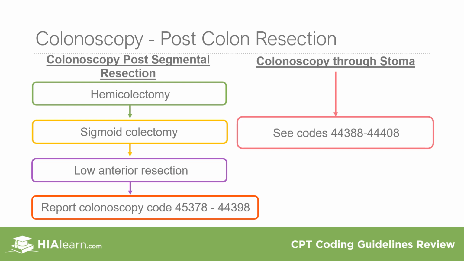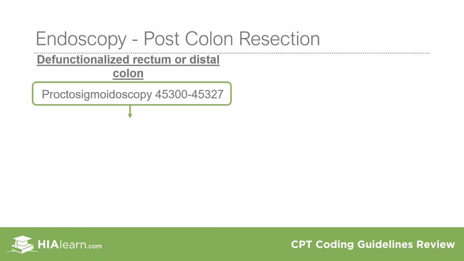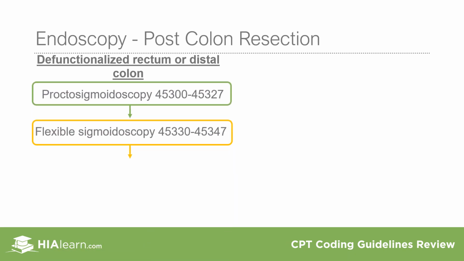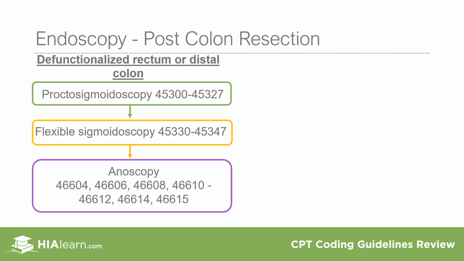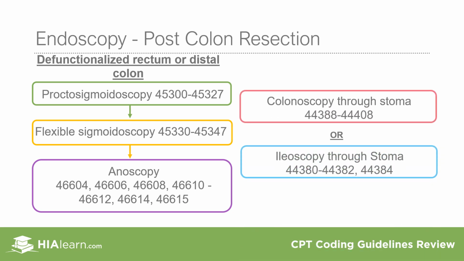For patients who have undergone colectomy, examination of the no longer functioning portion of the rectum or distal colon is reported with a code for proctosigmoidoscopy, flexible sigmoidoscopy, or anoscopy, depending on how far the scope is advanced. These codes may be reported in conjunction with codes to report examination of the functional part of the colon, namely colonoscopy through stoma or ileoscopy through stoma.